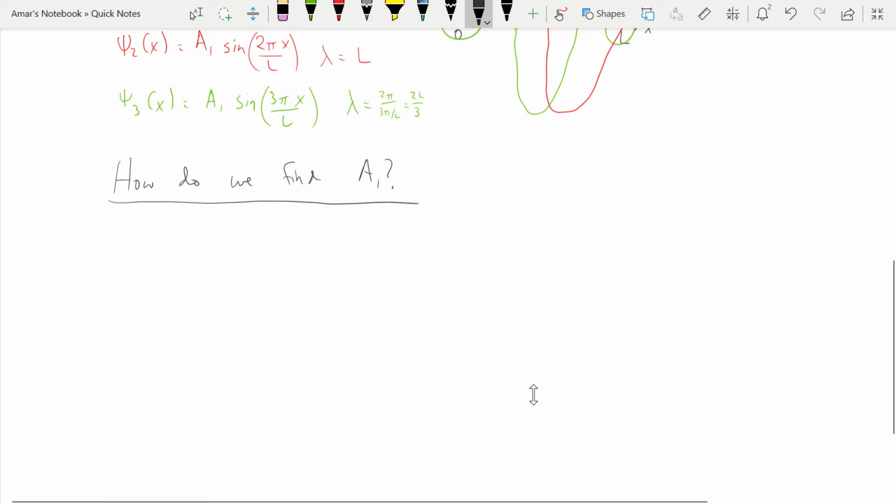Here, let me just write this down. Integral of psi squared dx from x equals negative infinity to infinity has to be equal to 1, right? So our domain, this is a one-dimensional Schrodinger wave equation. Our domain is all possible values of x.